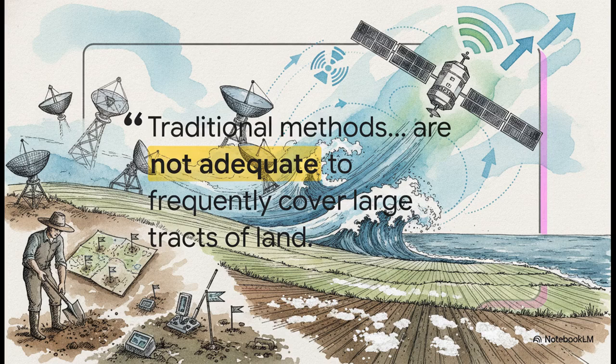And this crucial point was perfectly summed up by Lee and colleagues back in 2015. They noted that traditional methods of field surveying and sample analyzing just aren't adequate to frequently cover large tracts of land. Simply put, if we want to monitor really rapid environmental shifts, especially in coastal zones getting hit by climate change, those old manual methods just can't keep up. We need scale, we need frequency, we need satellites.